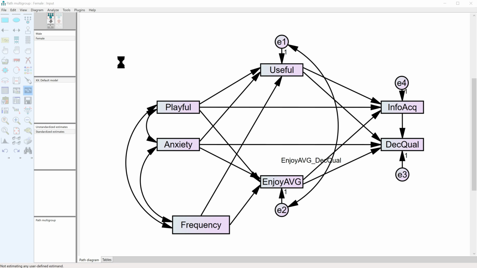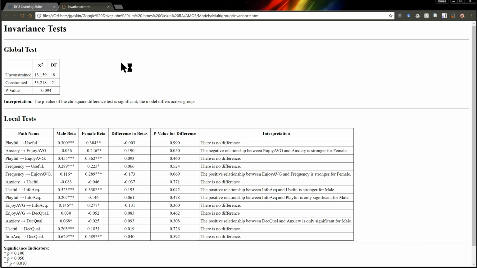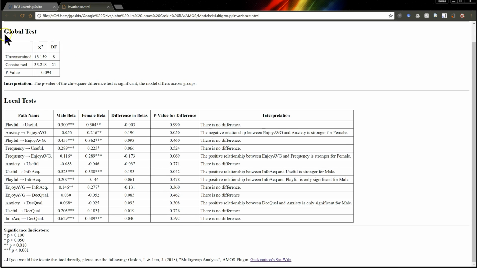And it stores all those chi-square and degrees of freedom values and then produces a table that shows you whether there is a difference at the model level and whether there are differences at the local level. Here we go. So the global test is the model level, and it looks like there is a difference that is less than 0.1, and our interpretation here is there is a significant chi-square difference test, so the model does differ across groups.